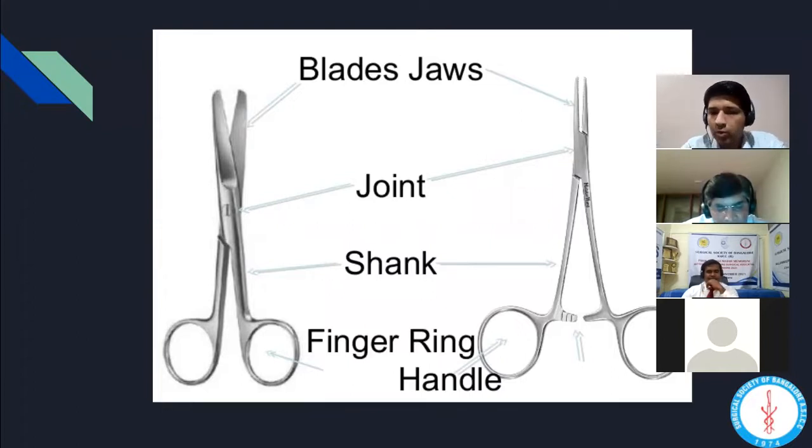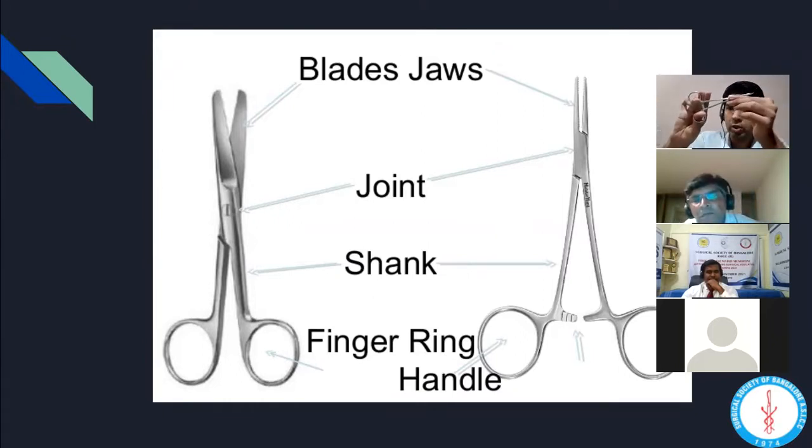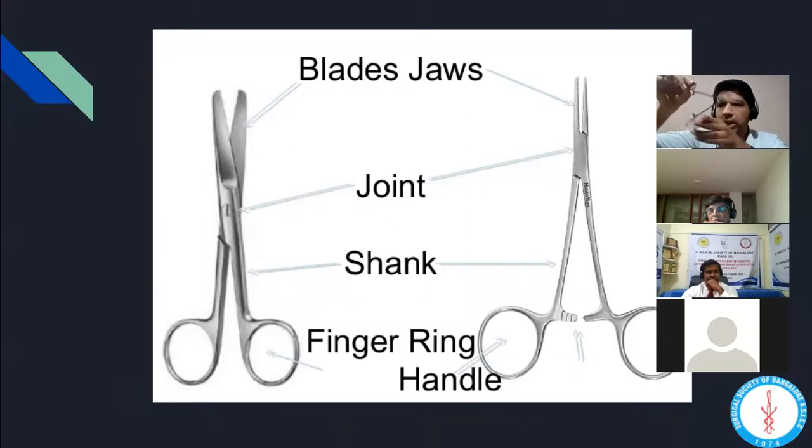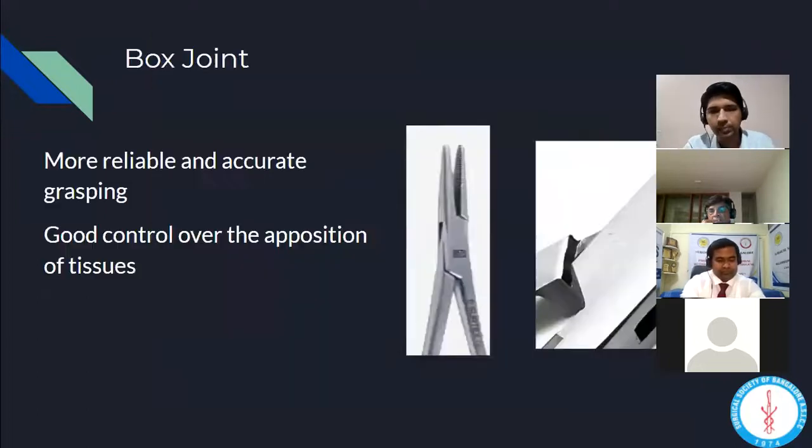Now, the role of the ratchet is to make the instrument self-retaining. For example, you can see that now I've locked this instrument, I've put the ratchet, and you can see that the instrument holds in place. I don't need to add any extra force to keep both the jaws in a position. Now, the same thing, if I don't lock the ratchet, I've unlocked. The minute I leave this, the instrument opens. Okay, so that is the role of a ratchet. It makes the instrument self-retaining.